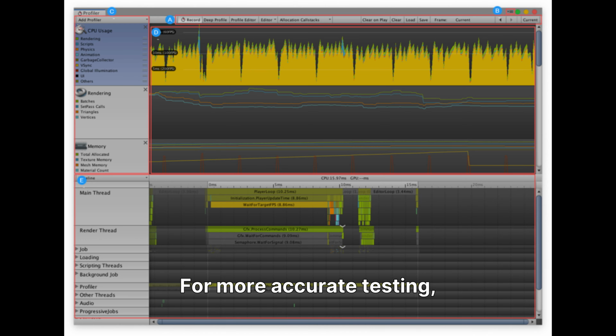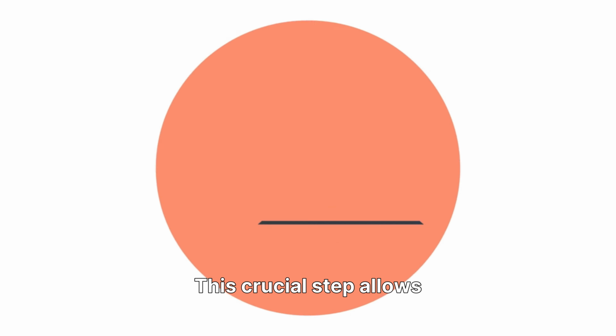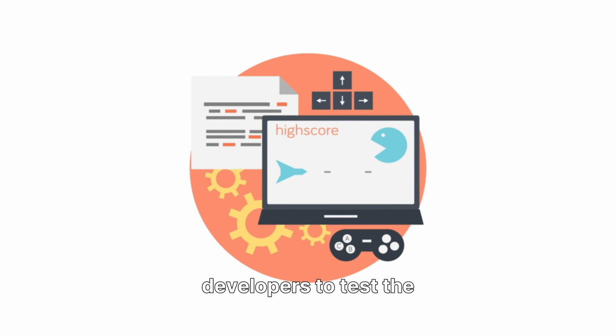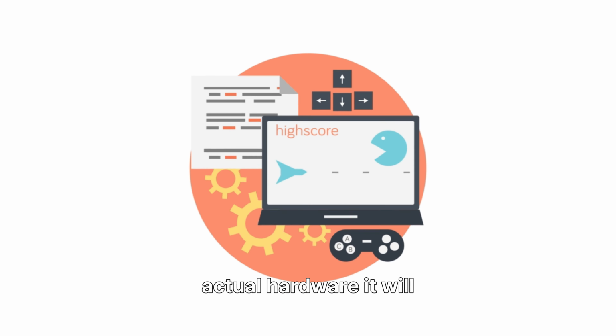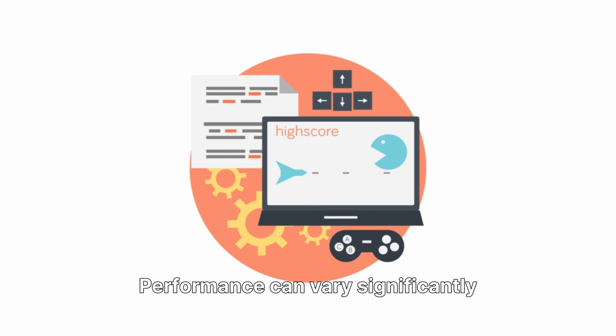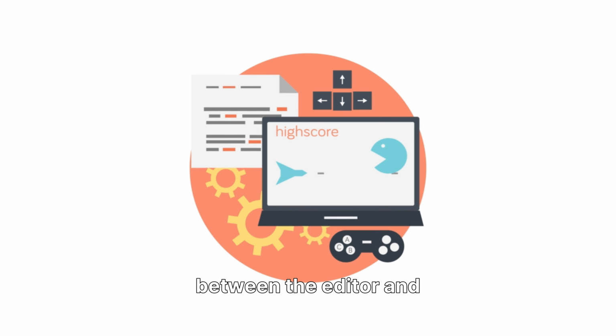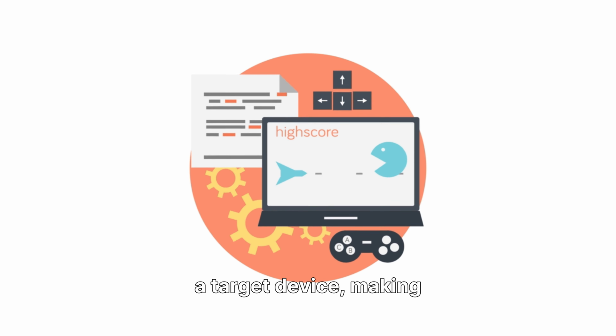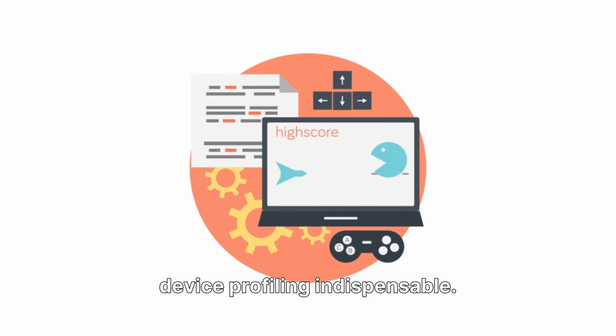For more accurate testing, you can profile the game on a target device by connecting it to your computer via USB and selecting it in the profiler window. This is crucial for understanding how your game performs on actual hardware, such as a mobile phone or console. This crucial step allows developers to test the game's performance on the actual hardware it will be running on, providing real-world data. Performance can vary significantly between the editor and a target device, making device profiling indispensable.